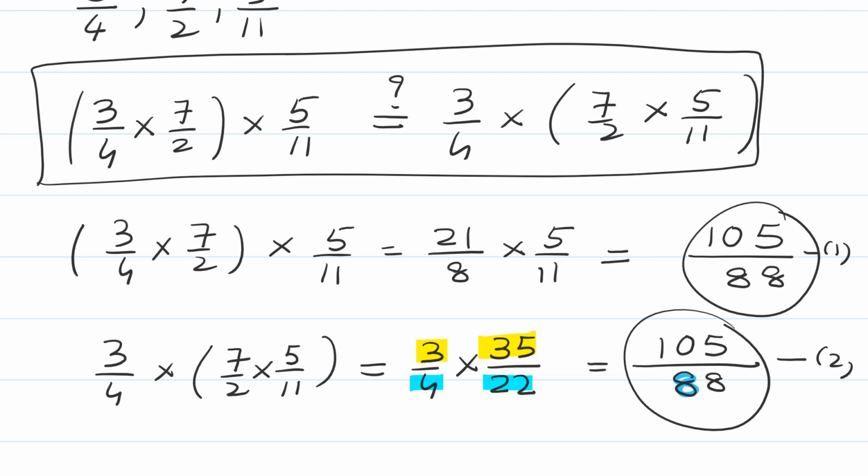So remember, addition is associative for rational numbers. Subtraction is not associative for rational numbers. Product is associative for rational numbers. And division is not associative for rational numbers.